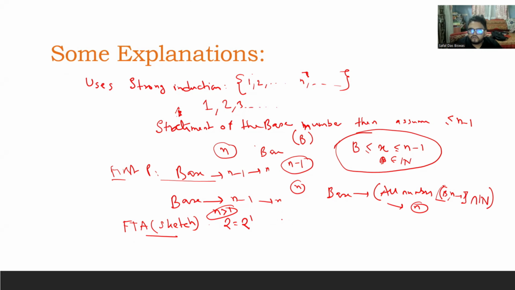So suppose it's true for all numbers x less than or equal to n minus 1. This is the assumption of induction. Now suppose we consider n. If n is a prime number, then we are done. If n is a composite number, then we need to get back to the definition of composite number.